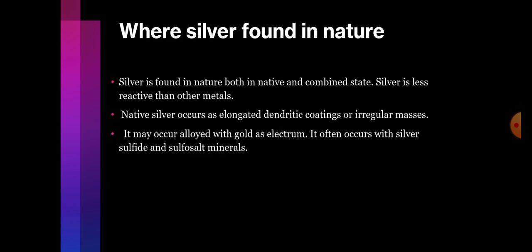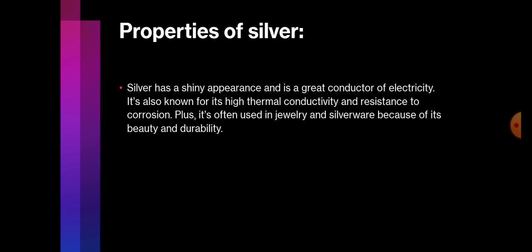Where silver is found in nature. Silver is found in nature in both native and combined states. Silver is less reactive than other metals. Native silver occurs as elongated dendritic coatings in irregular masses. It may occur alloyed with gold, as electrum. It often occurs with silver sulfide and sulfosalt minerals.